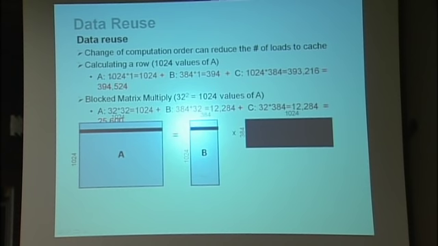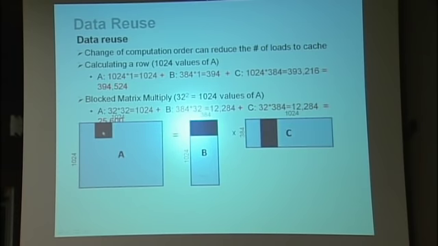So I am calculating 1024 values of A, and I am touching this many data items to get that. On the other hand, if I do block matrix multiply, I calculate a block in here. This block, also 32 by 32, has 1024 elements. But I only need a block here and a block here. Voila, I have only looked at 25,000 elements. I got the same number of outputs calculated, but I have touched much less data altogether.